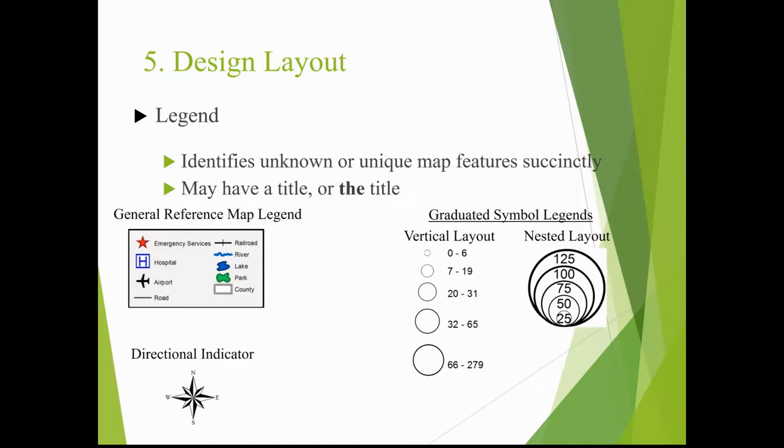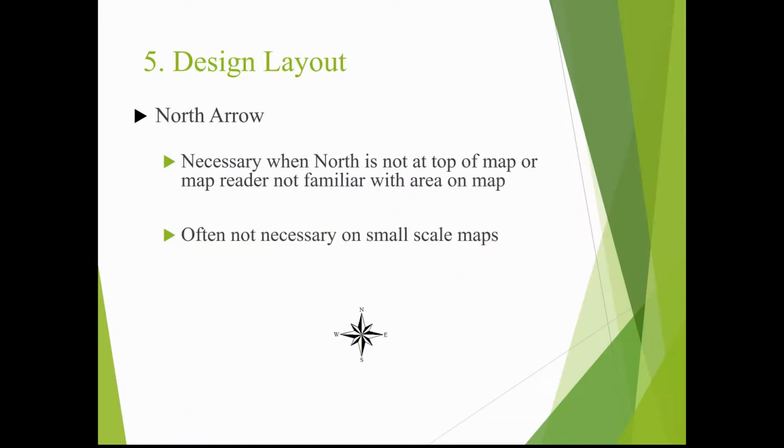The directional indicator is often considered as part of a legend, and it may be placed inside the neat line near the legend or elsewhere on the map. The directional indicator, commonly known as the north arrow, is necessary when north is not at the top of the map, or the map readers are unfamiliar with the area being displayed on the map.